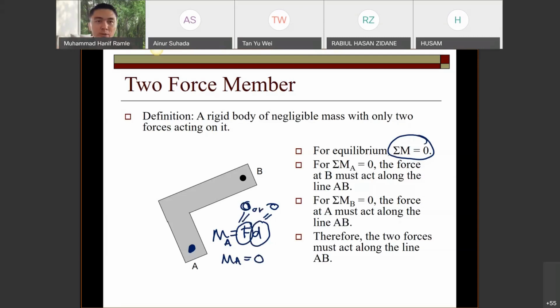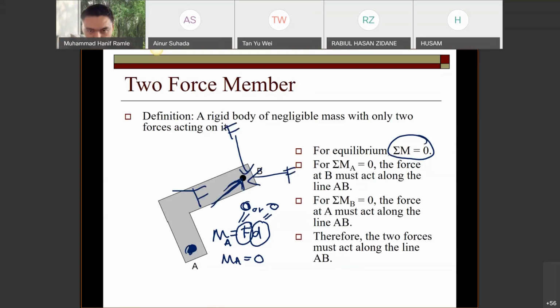So in order to determine that, because we are taking moment about point A, the force we choose must act from B, either this way or this way. I believe you already understand the moment. So we know that the force must be acting on point B.